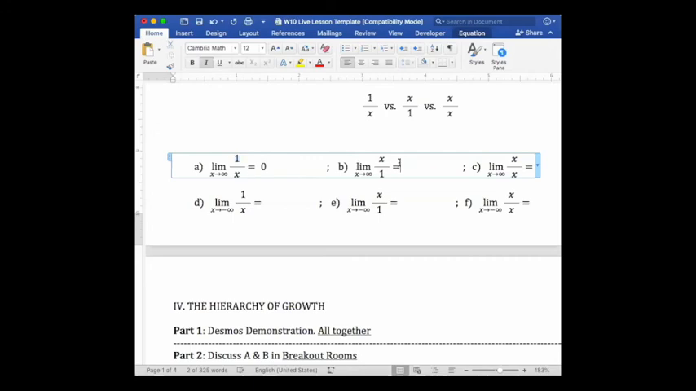In the second example, the x is in the numerator. Imagine plugging in a giant number like 100 or 1,000 or 10,000. You're going to get something like 10,000 over 1. Of course, anything over 1 is just itself, which means that as x gets bigger and bigger, the value of this expression gets bigger and bigger. It's not converging to any particular value. It's not settling down on any specific number. It's just growing without bound.